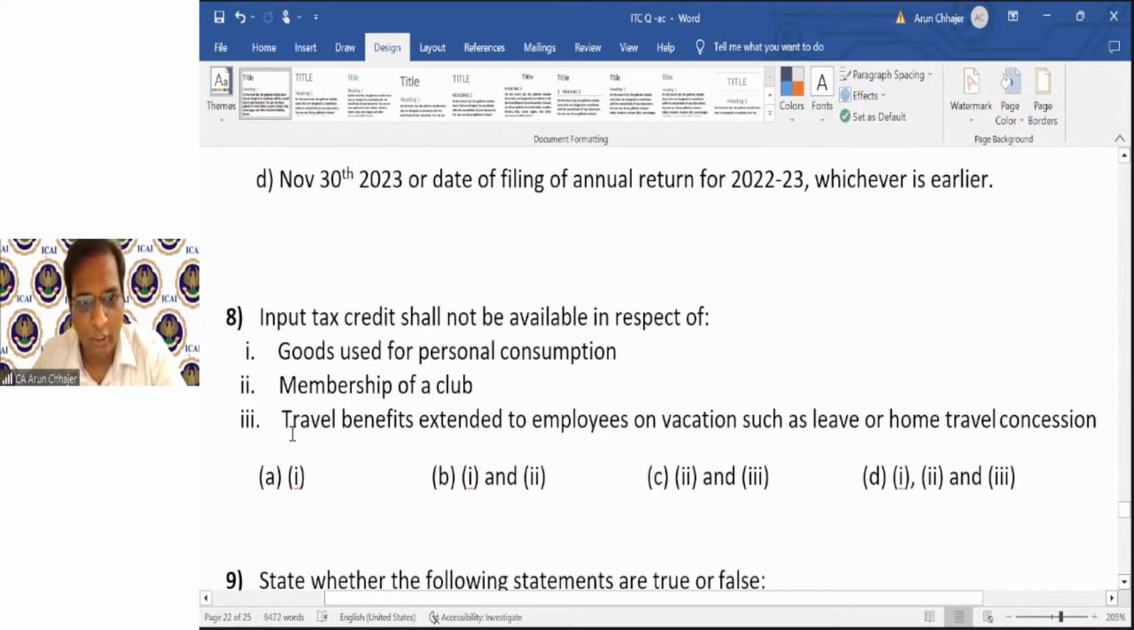Input tax credit shall not be available in respect of goods used for personal consumption, membership of the club, travel benefit extended to the employee. The options are only 1 and 2, 2 and 3, and 1, 2, 3. Input tax credit shall not be available when? Only in option number 1, goods used for personal consumption, 1 and 2, 2 and 3, or 1, 2 and 3.